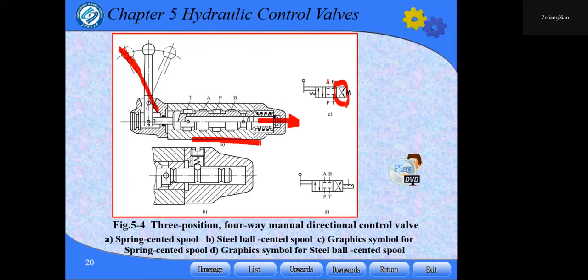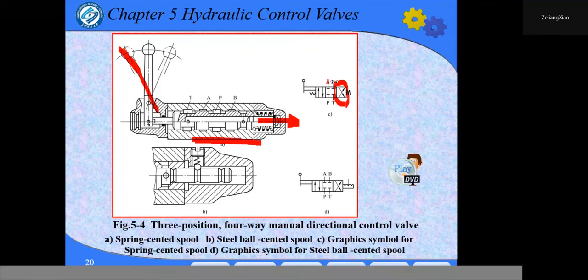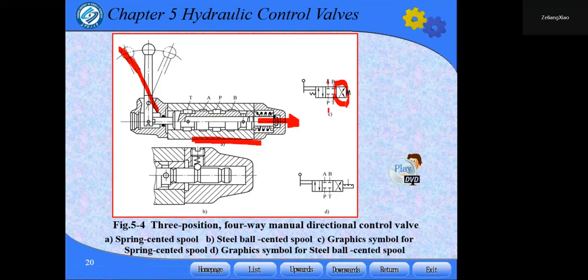In the custom direction, which means the handle is not operated, in this direction all the ports, all the oil lines are blocked. So this is the custom position. In the custom position, A, B, T, P are blocked. The oil can't go through.